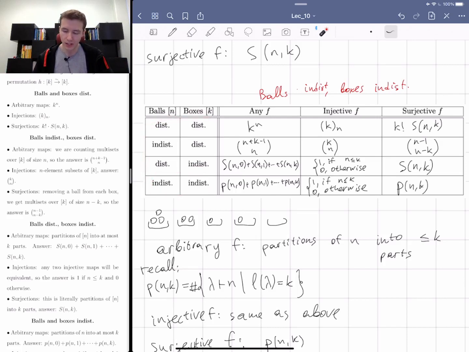So yeah, that's it. Next lecture, I'm gonna introduce generating functions, which are totally different. That's kind of the next level of how you can count things, much more sophisticated than what we did so far. So that's it.